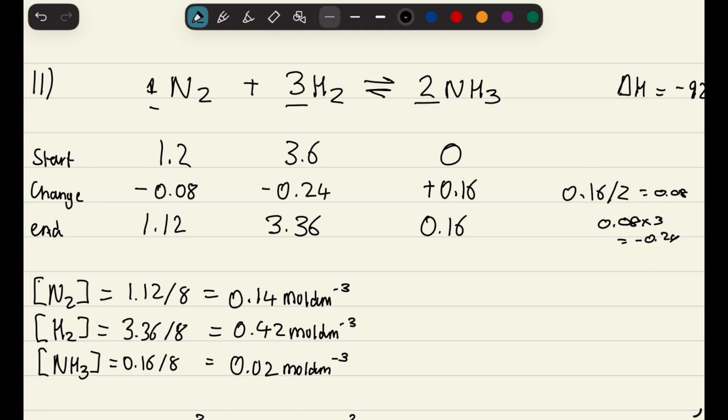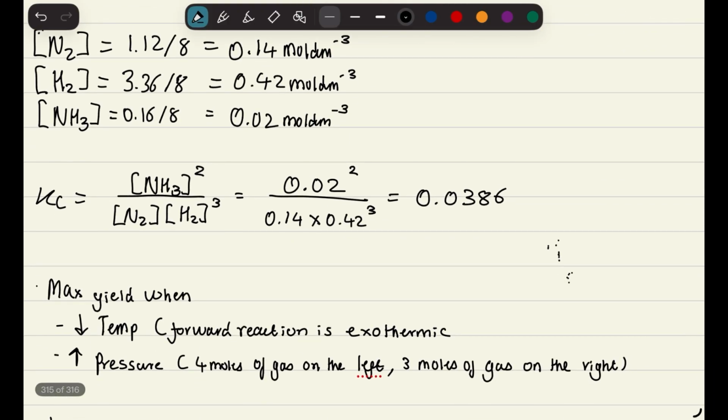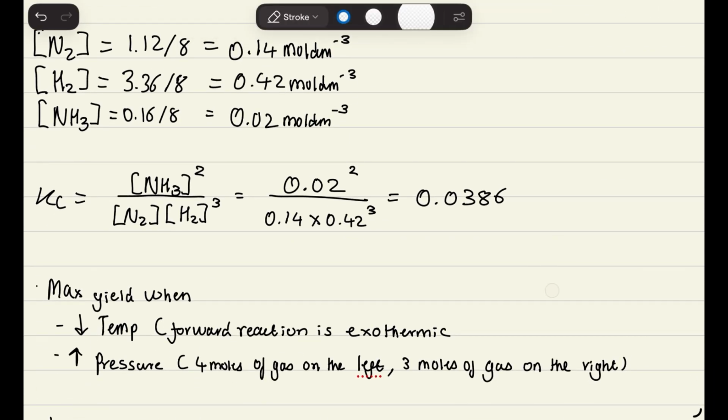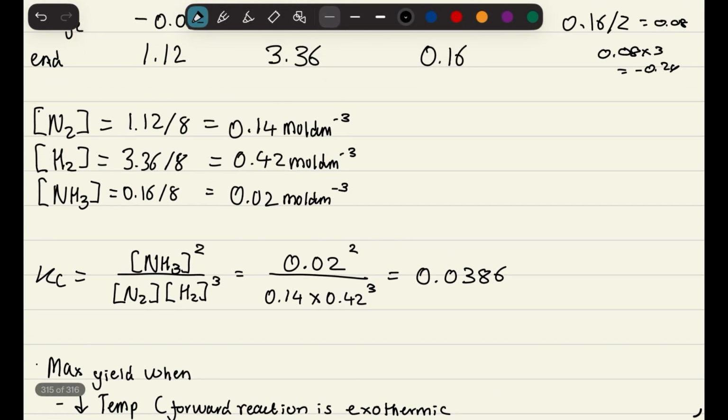Then we use a formula, moles divided by volume gives us the concentration. Get the concentrations of each one. Then we do Kc like normal. Literally, just do it like normal. Have those, and then that's our Kc calculated. That should be the answer on the mark scheme.